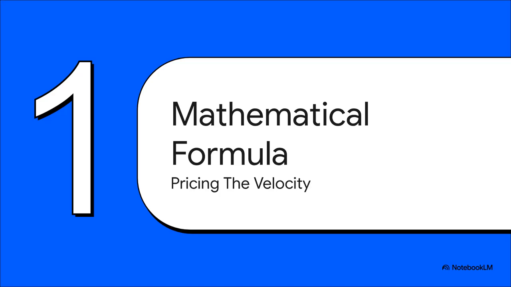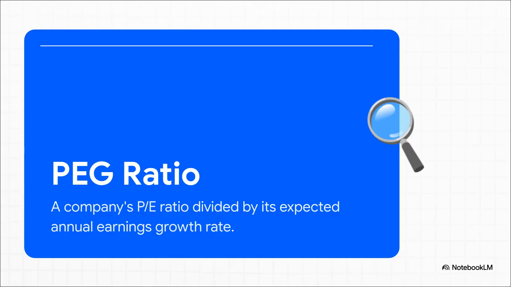All right, let's jump right into the math. Section 1, the mathematical formula. Pricing the velocity. So this was famously popularized by Wall Street legend Peter Lynch. The PEG ratio is essentially the bridge connecting a static valuation to raw future velocity. We're moving away from just looking at a static price tag and looking at the pure acceleration of the business itself.